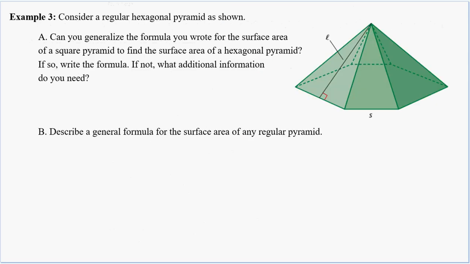Example 3, we now have a more complicated pyramid, a hexagonal pyramid as shown. All right, let's see, part A. Can we generalize the formula we wrote for the surface area of a square pyramid to find the surface area of a hexagonal pyramid? If so, write the formula. If not, what additional information would we need?